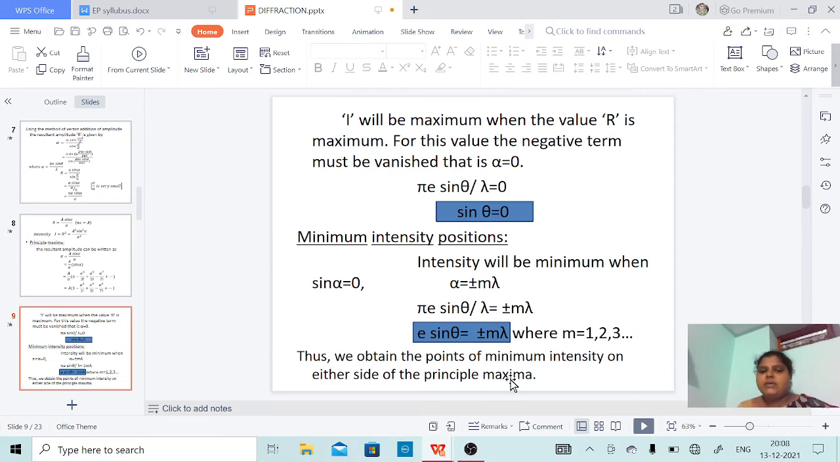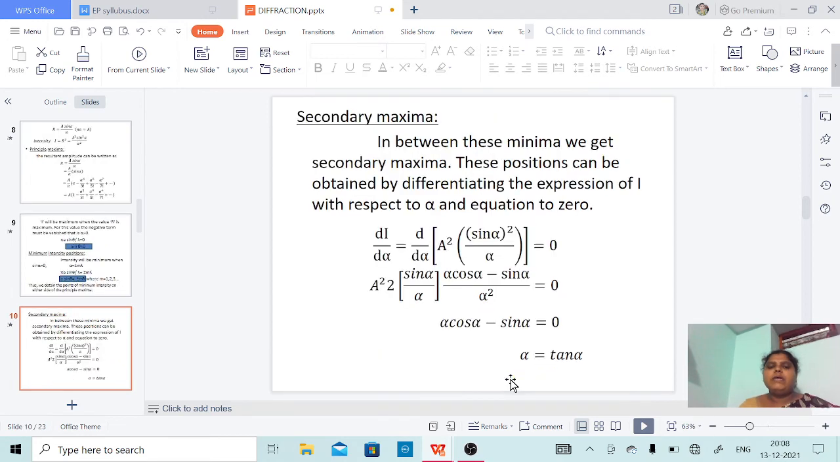Thus we obtain the points of minimum intensity on either side of the principal maxima. I will show you a diagram. At the center we get the principal maxima, and on both sides of the maxima we get the minima. And what about secondary maxima? In between these minima, we get secondary maxima.